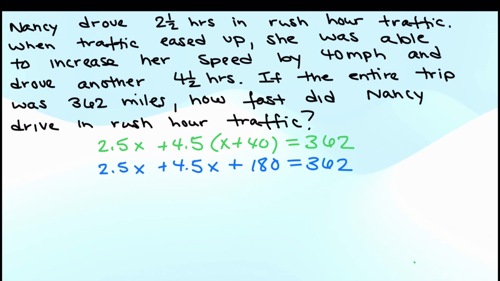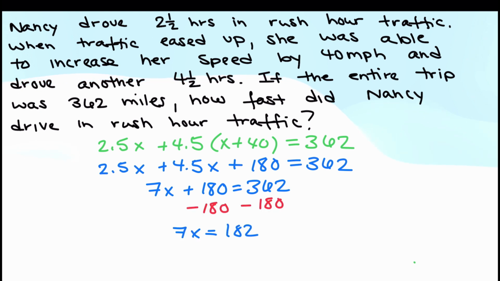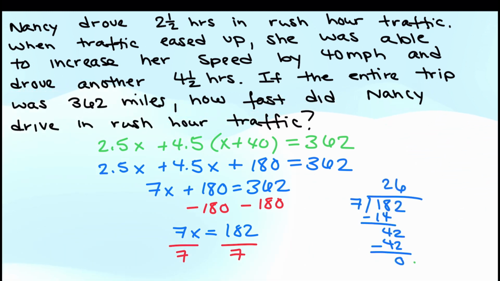I'm going to distribute the 4.5, and so now my equation is 2.5x plus 4.5x plus, and I did 4.5 times 40, that's 180, equals 362. Combine like terms, 2.5 plus 4.5 is 7, so 7x plus 180 is 362. Isolate the variable, so minus 180 from both sides. 7x equals 182. Divide both sides by 7. 182 divided by 7.